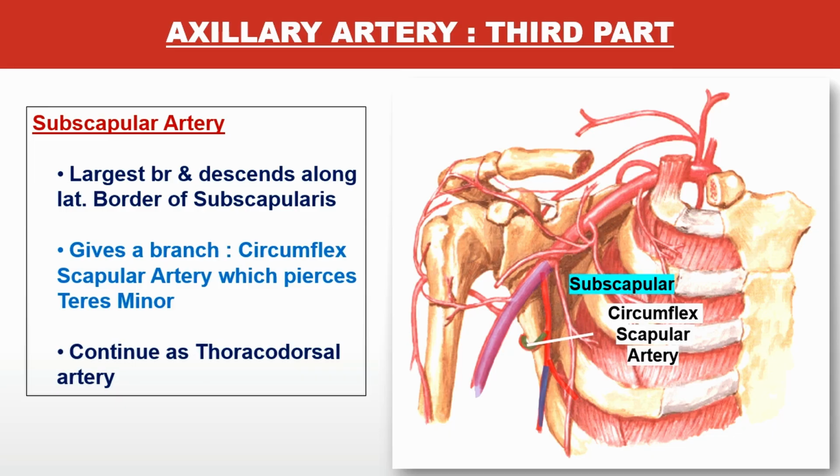So here it gives a branch towards this scapula. It pierces through the teres minor and it continues as thoracodorsal artery. That is, it will go on the dorsal aspect of the thorax.